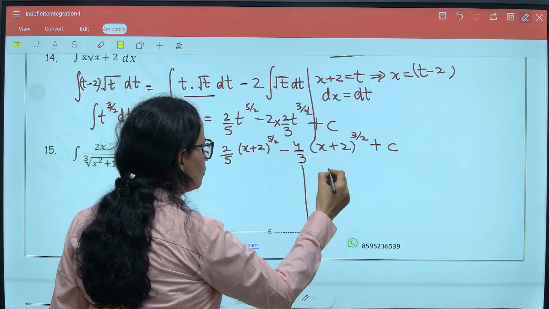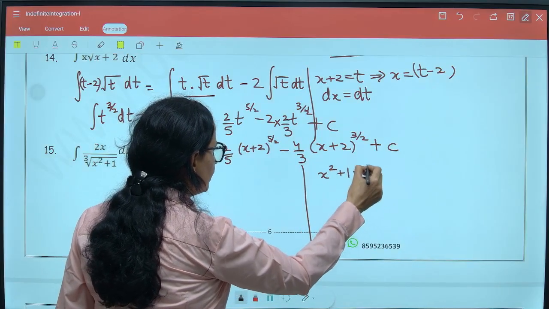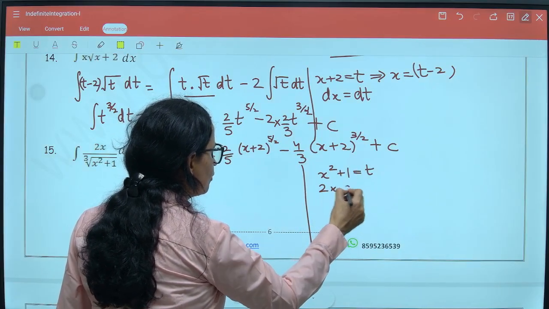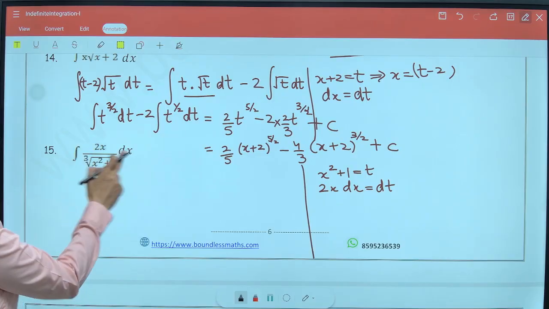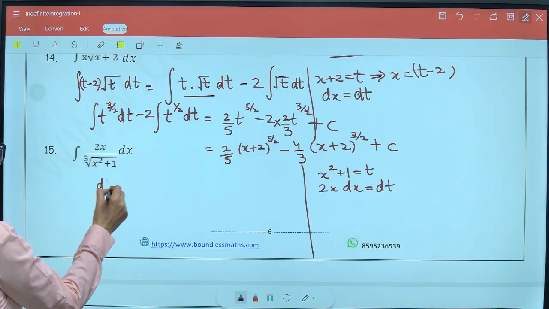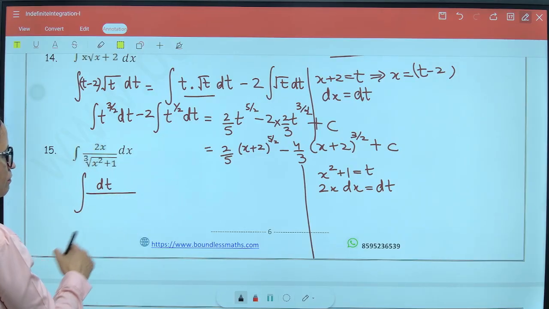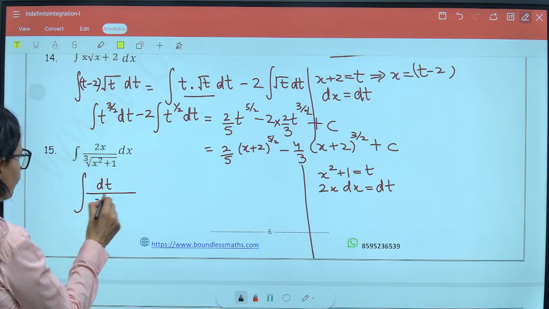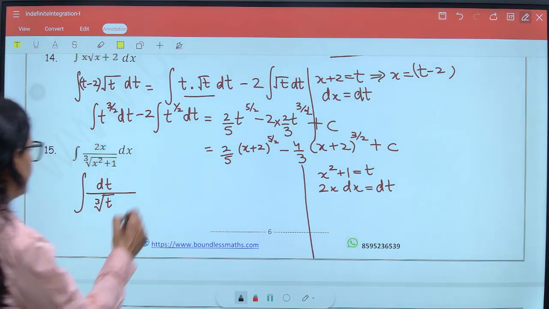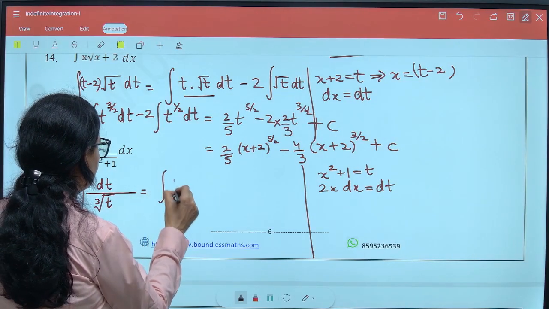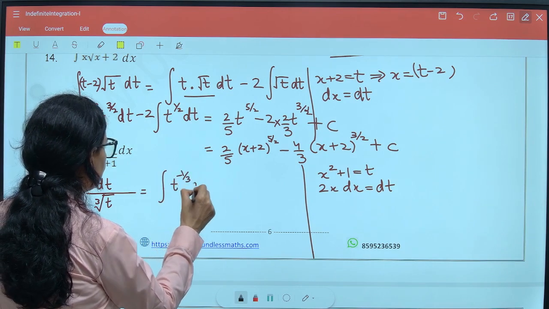So it is going to be x square plus 1 equals t. So this makes it 2x dx equals dt. So in the numerator we have 2x dx, so I will replace it by dt, and the denominator becomes cube root of t. So this t has an exponent of minus 1 by 3. T to the power minus 1 by 3 dt.